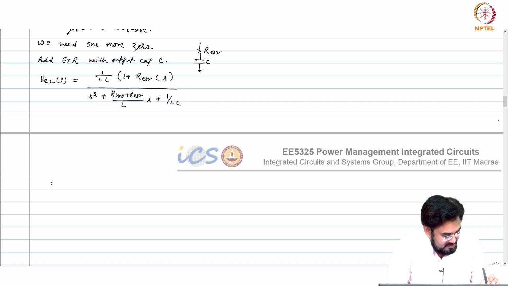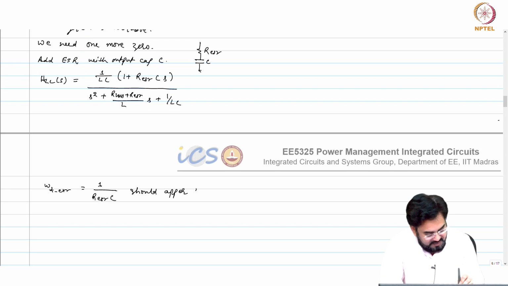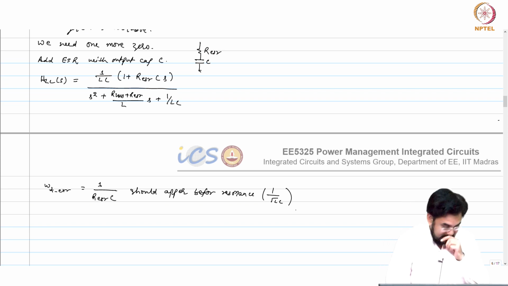Which means I will call it omega z ESR, equal to 1 over R ESR C, and it should appear before resonance, 1 over square root LC.